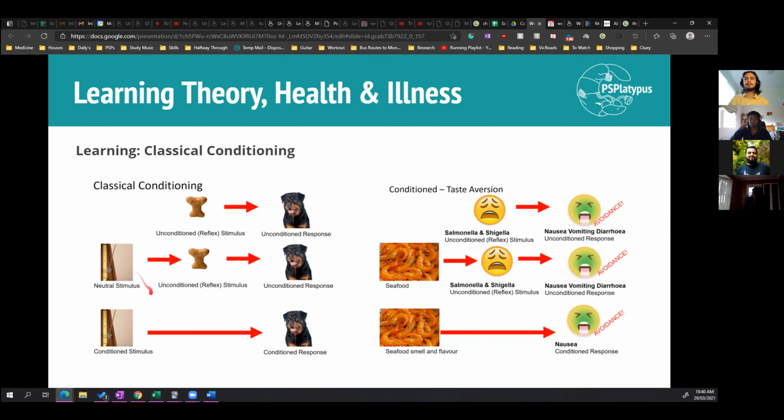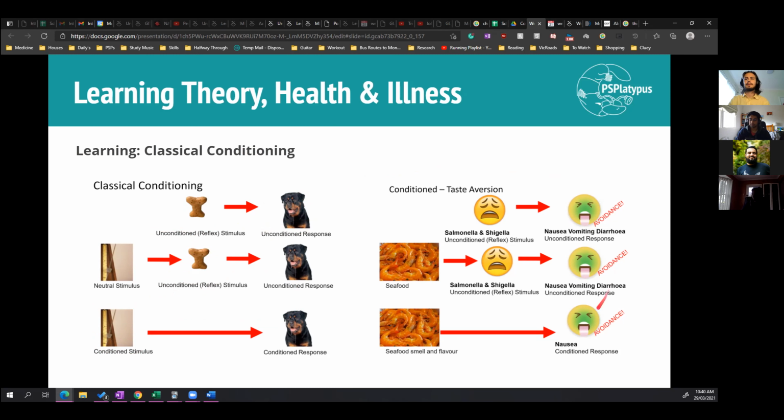So you have, eventually, this conditioned stimulus is sufficient to create this conditioned response in the absence of the thing that actually caused a response in the first place. So you can see this in a lot of even clinical situations.